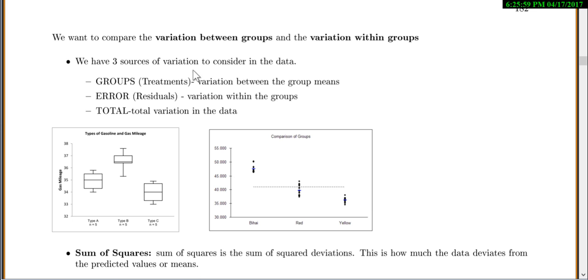So we have 3 sources of variation to consider in the data. It's what's called groups, or treatments, depending on what you're thinking about, which is the variation between the actual group means. The error, or sometimes called residuals, is the variation within the groups, and total is just the total variation in the data. You have all of these little dots, each dot represents a point, but they're not all the same, there's just variation between all of these points.